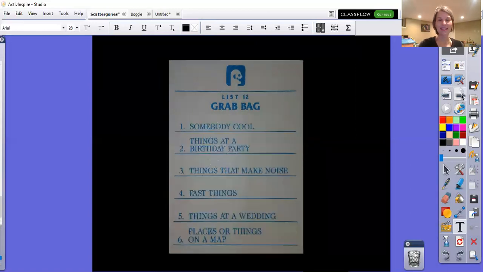The last list is list twelve, another grab bag, another anything goes. Number one, somebody cool. Number two, things at a birthday party. Three, things that make noise. Four, fast things. Five, things at a wedding. Six, places or things on a map. Go ahead, pick a new letter. Give yourself a minute. Have fun. Unpause when you're done checking.